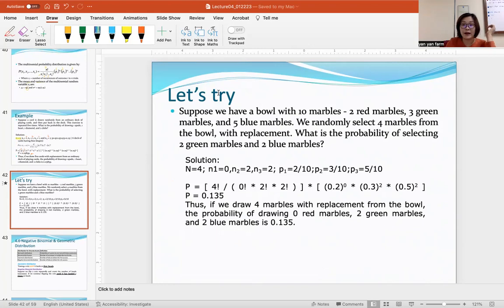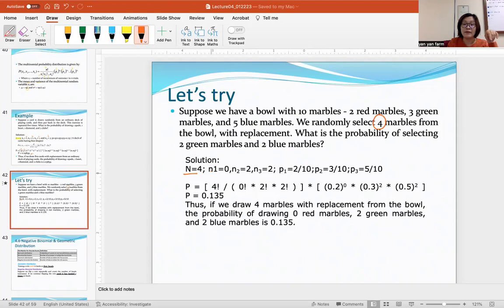So I quickly write it down. Okay, I have 10 marbles, 2 red, 3 green, and 5 blue. That just describes the bowl. I randomly select 4 marbles, so my n equals 4, with replacement. So yes, I can use this. What is the probability of selecting 2 green and 2 blue?